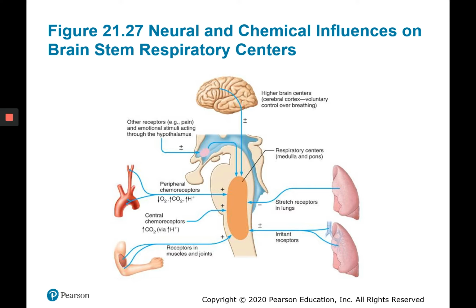And then the stretch receptors in the lungs, however, would exert inhibitory effects on inspiration to cause expiration. And then receptors in muscles and joints, they have some excitatory effects. We have the irritant receptors as well. Those are in the lungs, in the trachea, and they would have inhibitory effects on inspiration. So this is a great study image, but it's talking about all of the influences on the brainstem, specifically those respiratory centers that control or change respiratory rate and depth.